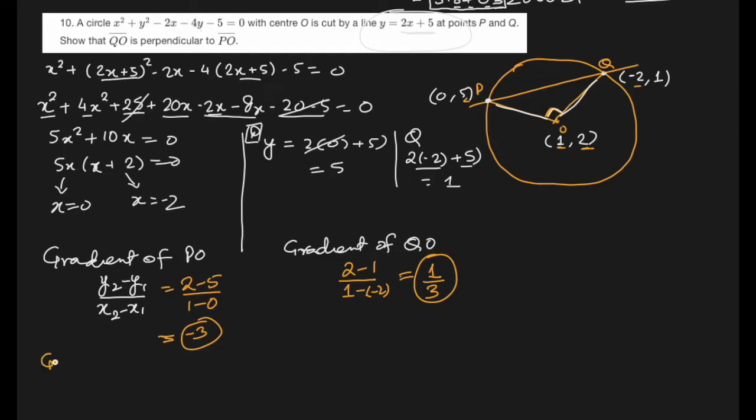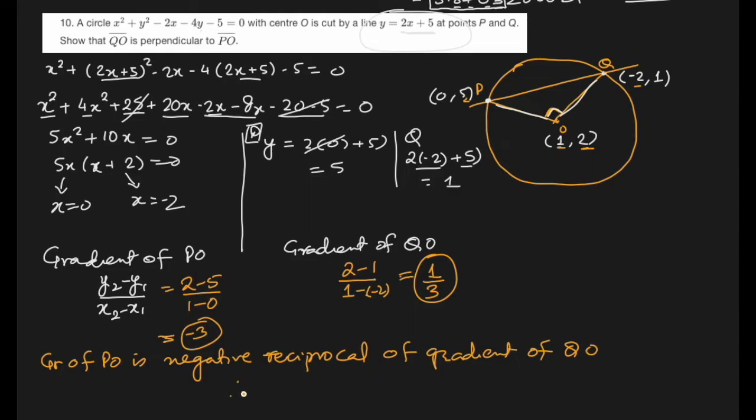So we can see here that the gradient of PO is the negative reciprocal of the gradient of QO. That's why PO is perpendicular to QO. Proved. Question 11. Given that this is a matrix M, find the inverse of this matrix. Okay, straightforward question. They're simply asking us to find the inverse of this.